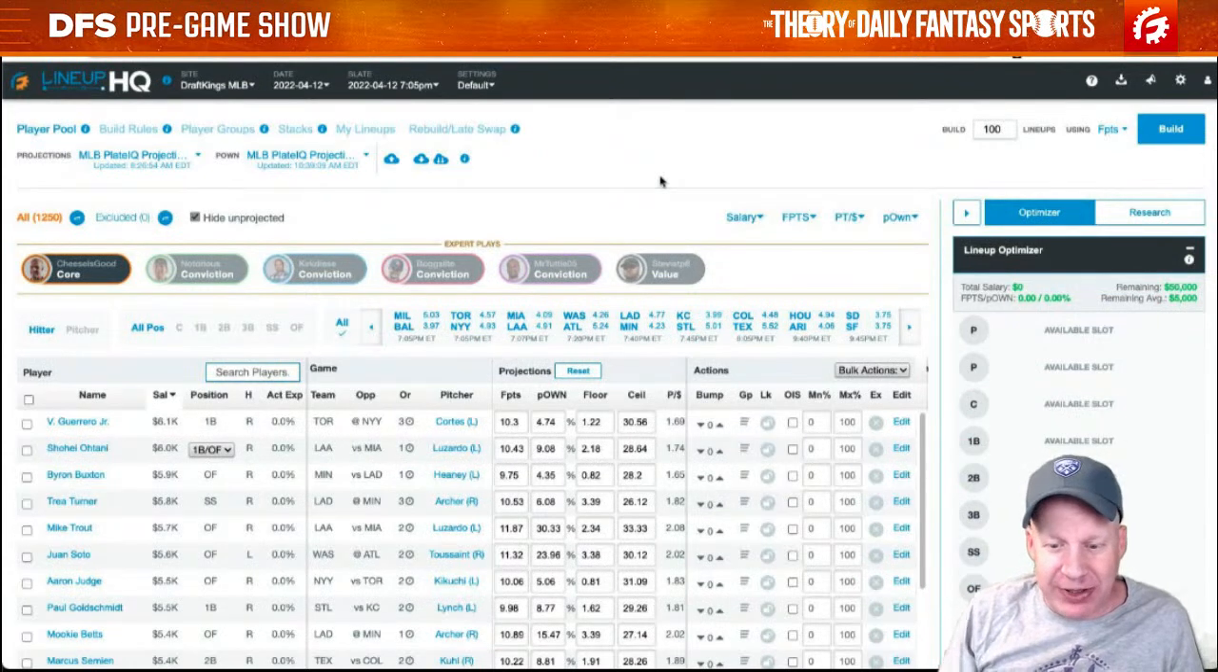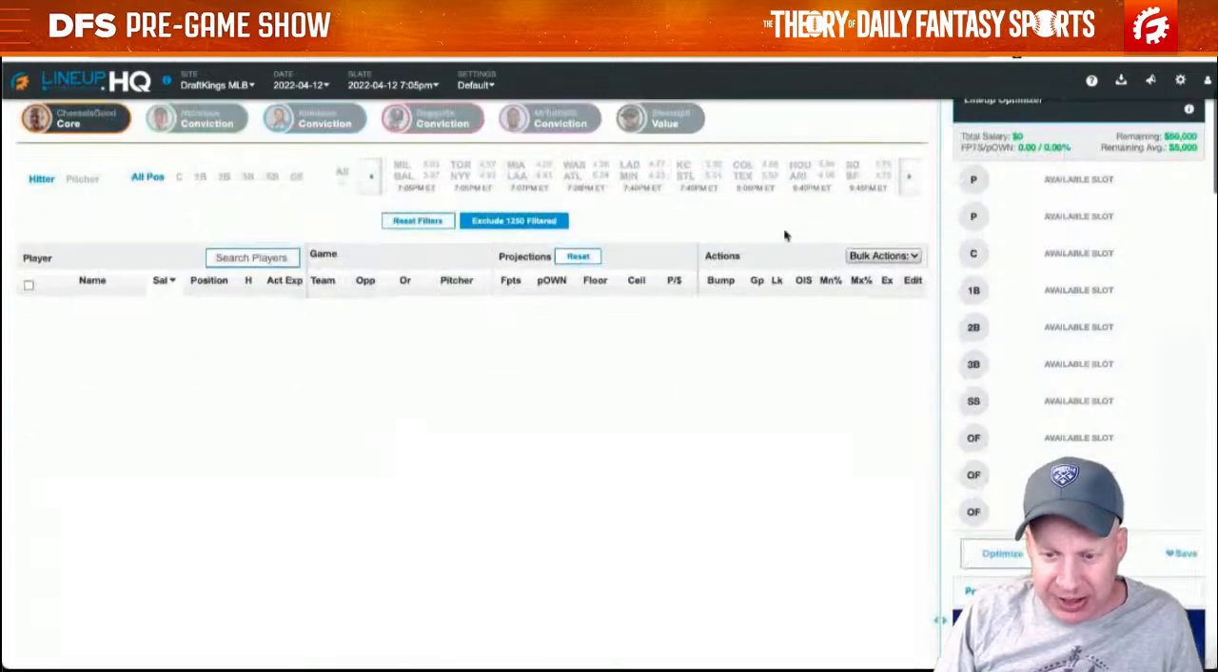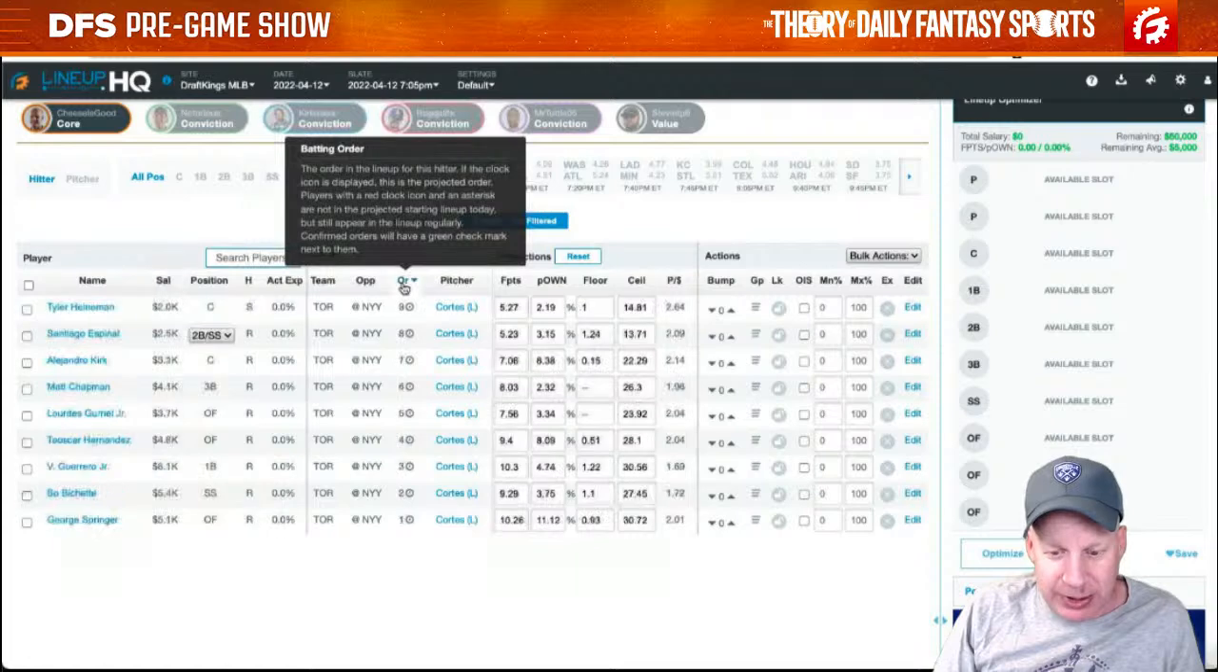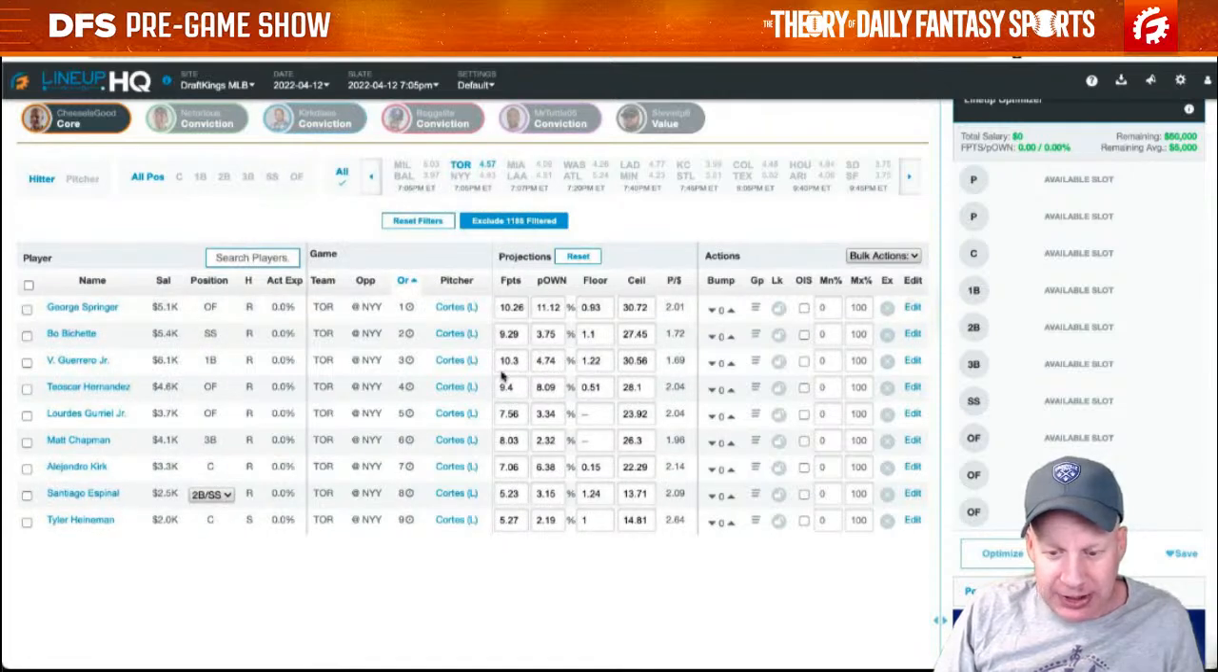Right. So if I'm playing, for instance, I could show today, we'll talk about Toronto. Why not? Let's look at the order here. Now, based on these projections, you're barely going to get any. Well, Espinal is a second base shortstop, so you may get some. Tyler Heineman, because you'll have Tyler Heineman and Alejandro Kirk in the same lineup, and if they're both in the same lineup, they're both catcher only.